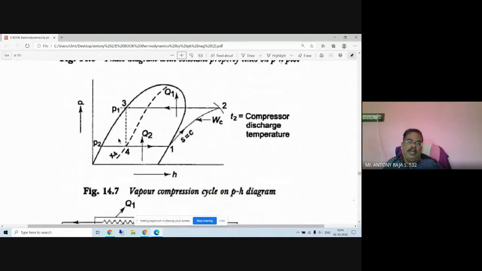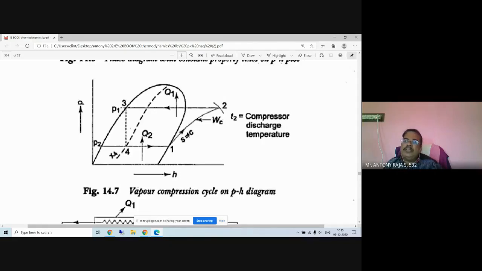Okay. So the process is represented in the pH diagram, pressure enthalpy diagram. Compression is isentropic compression. So point number 1 is assumed to be dry and saturated vapor. The vapor leaving the evaporator is dry and saturated vapor. Compression is isentropic compression. Okay. During the compression process, work input is given, power is consumed to raise the pressure from the low pressure P2 to higher pressure P1, condenser pressure. So pressure is increased from evaporator pressure to condenser pressure. So during the compression process, we know that entropy remains constant.